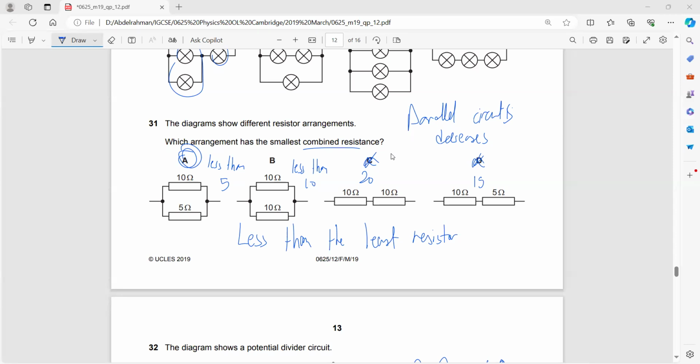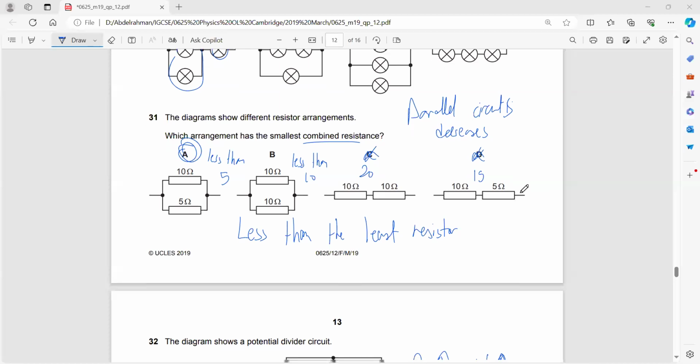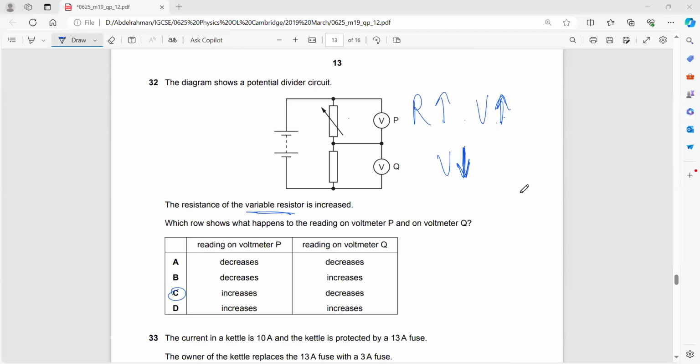In parallel resistors, what do we do? We just say that the resistance is less than the least resistance. In question 32, the current decreases. Yes, the current decreases. But he's not asking about the current, so I don't care about the current for this question.